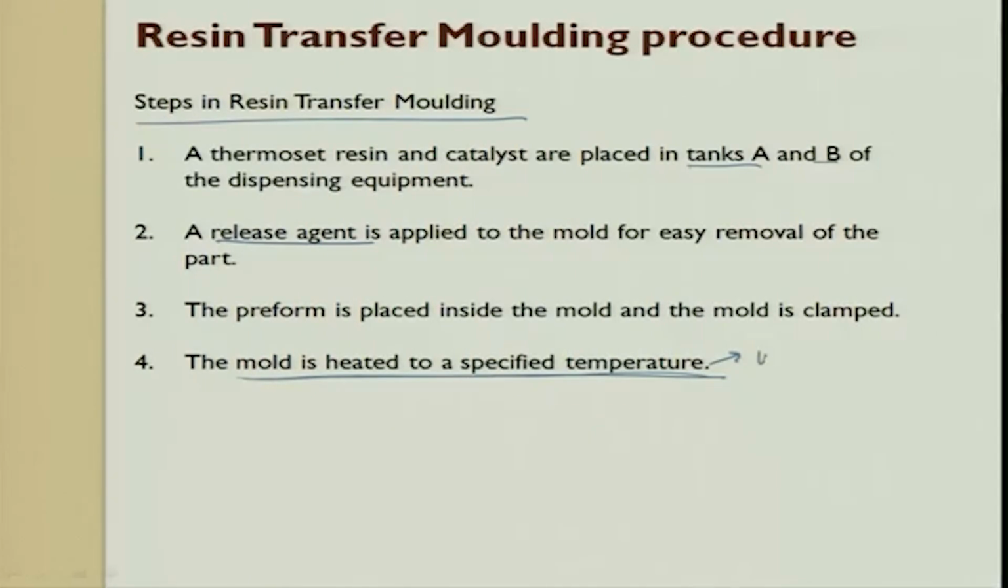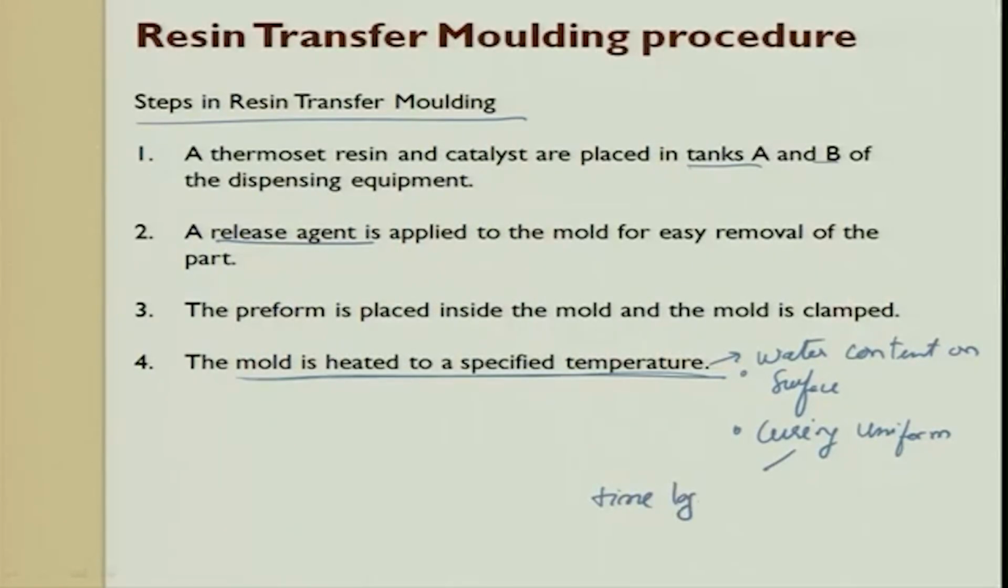Why? To remove the water content on the surface and to also help in curing uniformly, because there is going to be a time lag between when you inject the resin and when you apply vacuum. In order to further accelerate the flow of the resin, we always try to heat the mold. So, this is another variant you can try. Heating the mold also can be tried. So, the resin can be heated, catalyst can be heated, the mold can be heated.